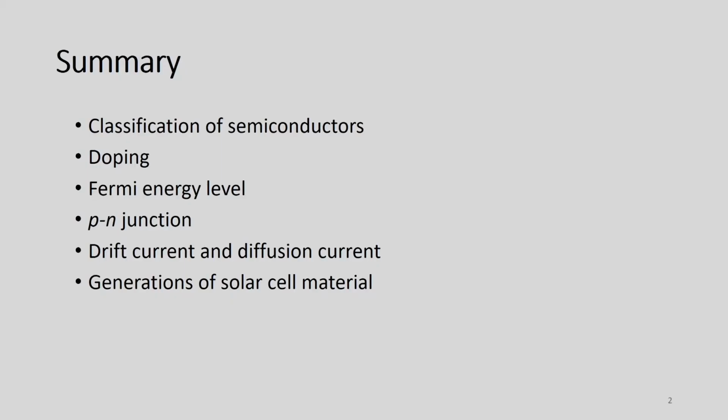Dear students, today we will learn performance analysis of solar cell. Before we start our today's discussion, let us summarize what we have discussed in the last class. We have discussed classification of semiconductors, doping, Fermi energy level, p-n junction, drift current and diffusion current, and generations of solar PV materials. Of course, we have studied the working principle of a solar cell.